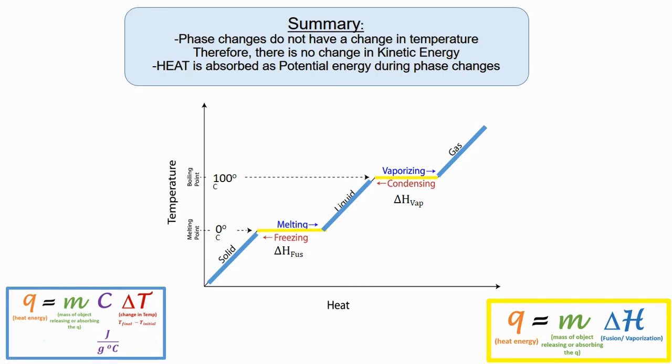So in a brief summary, we talked about a couple things in this video. First thing we talked about is that phase changes do not have a change in temperature. Therefore, there's no kinetic energy. Heat is being absorbed during these phase changes as potential energy, right? In order to calculate our diagonal sections right over here where we're having a change in temperature, we can use this formula right over here, which is our Q equals mc delta T. Our phase changes, because they do not have a change in temperature, we can calculate the amount of heat during that phase change by using this formula right over here, where Q equals m delta H of fusion or delta H of vaporization.